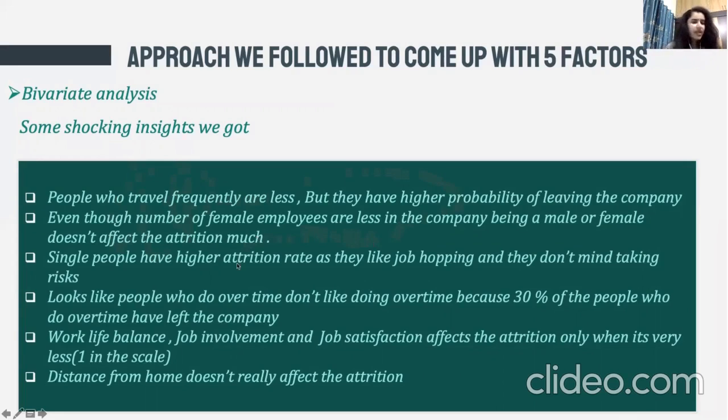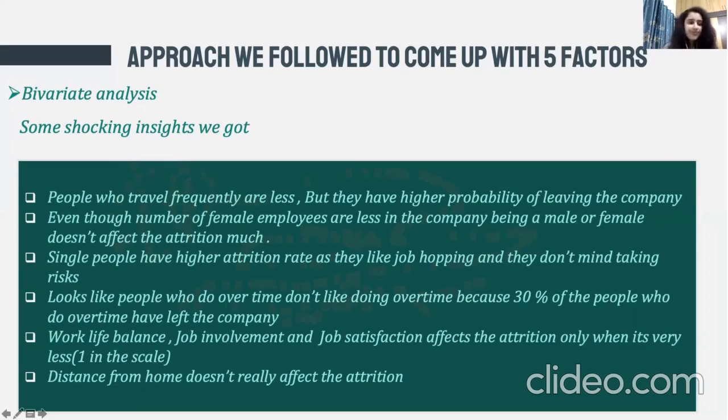Single people have a very high attrition rate, maybe because they don't mind taking risks and they like job hopping. They want to try new opportunities. And it looks like people who do overtime don't really like doing overtime, because 30% of the people who did overtime have already left the company.